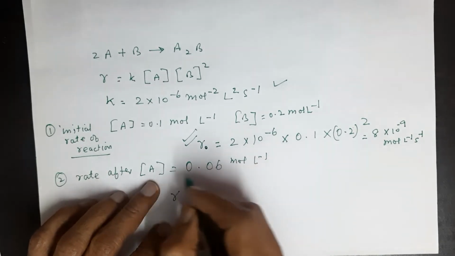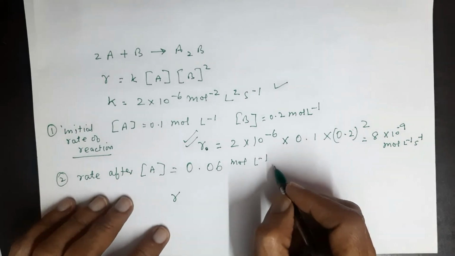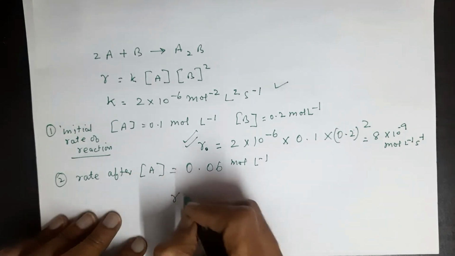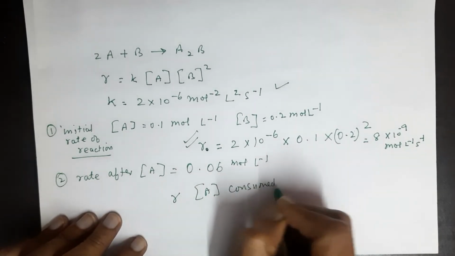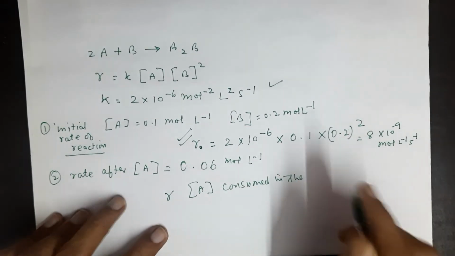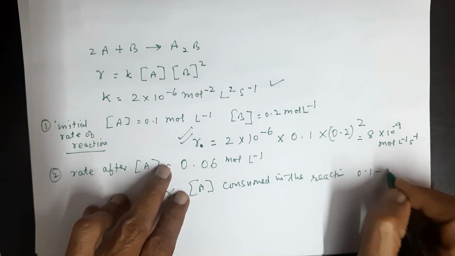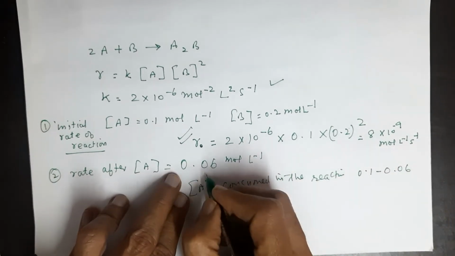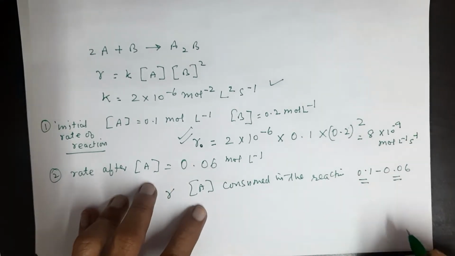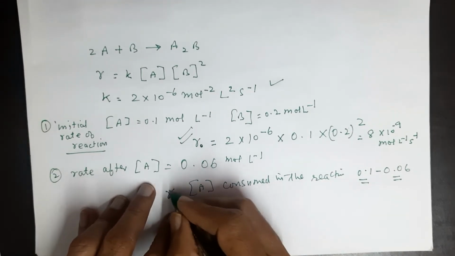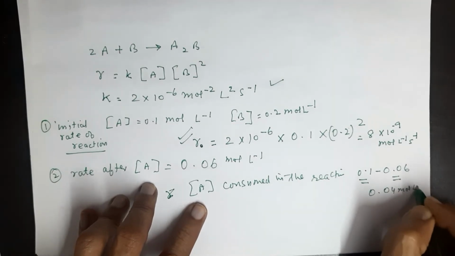Then we calculate the final rate after the concentration of A is 0.06 mole per liter. If the concentration of A is 0.06 mole per liter, then what is the amount of A consumed in the reaction? This will be 0.1 minus 0.06, because 0.1 was the initial concentration and 0.06 was after the reaction. So the quantity of A consumed is 0.04 mole per liter.